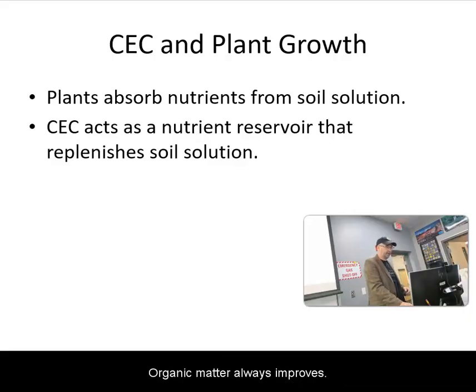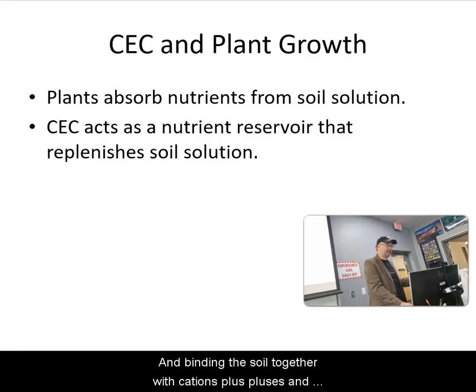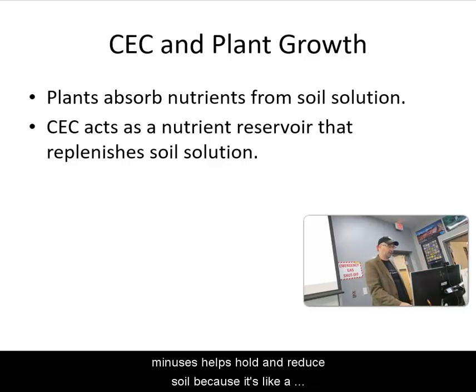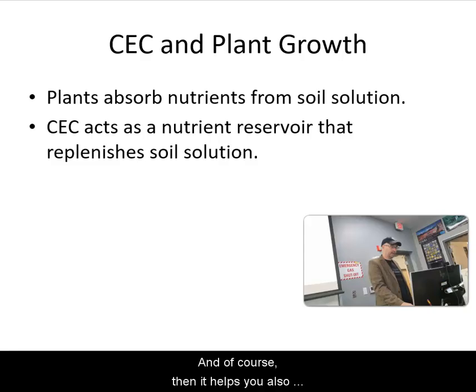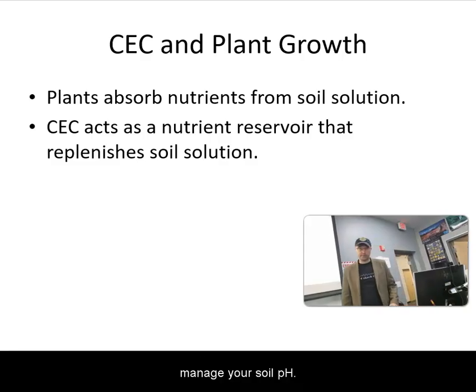Anything else? Organic matter always improves. Cover crops can also help too, because they keep water in the soil. And binding the soil together with cations, pluses and minuses, helps hold and reduce soil loss, because it's like a little magnet holding each other together. And of course, then it helps you also manage your soil pH.